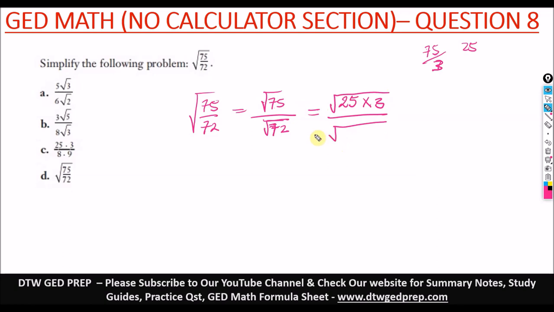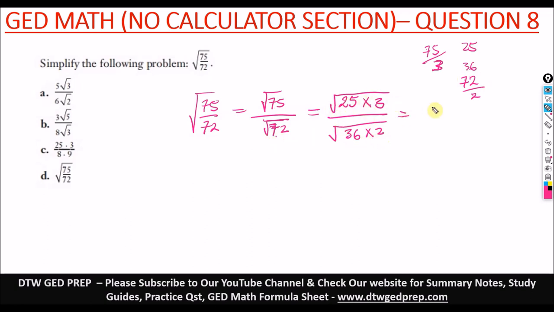Now for our denominator 72, let's look for a perfect square. We start from the least, let's say 2. 72 divided by 2, we should get 36. So we see we have a 36, which is a perfect square. So we have 36 times 2, which would also give you 72.